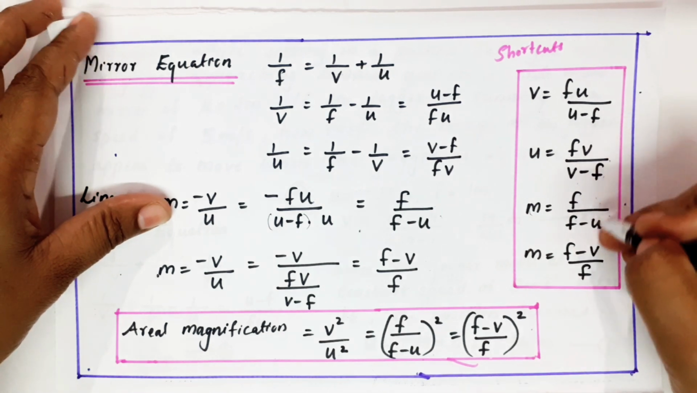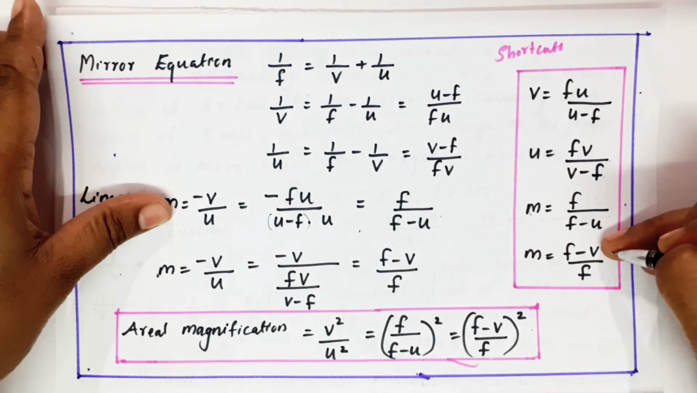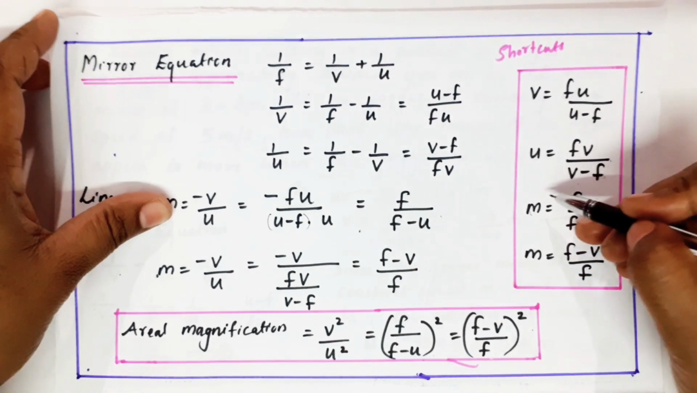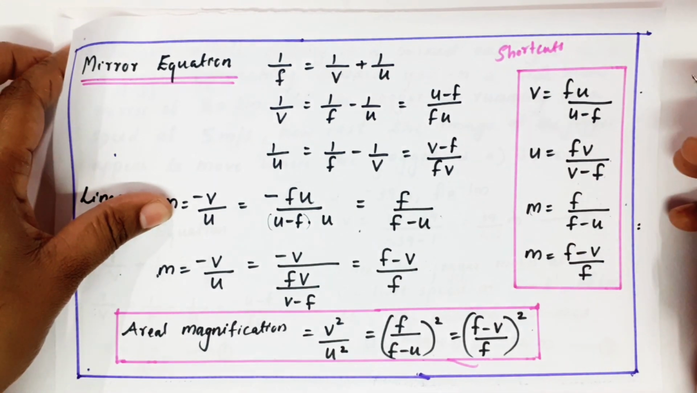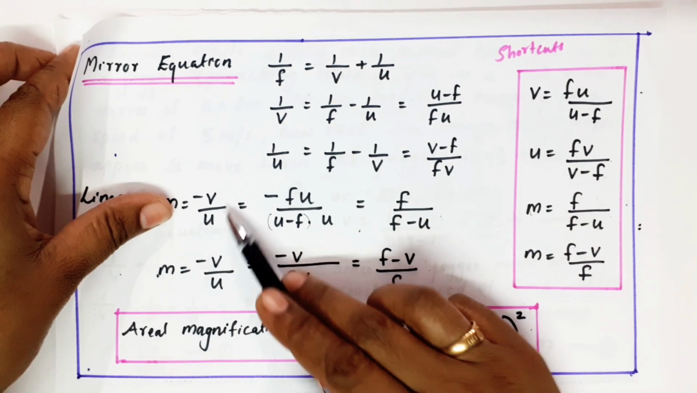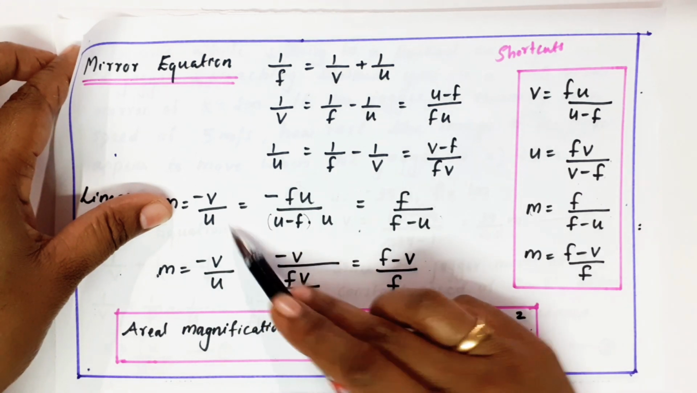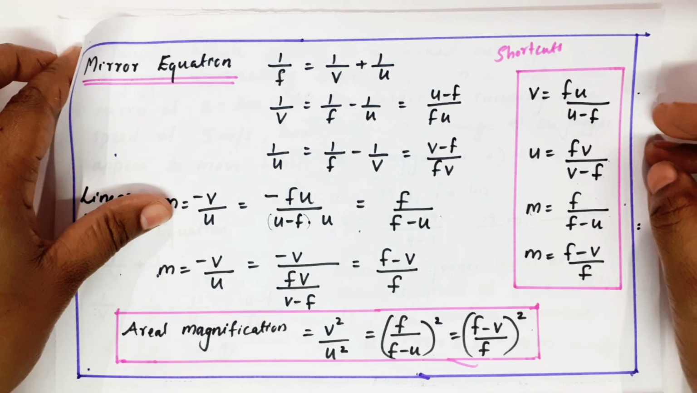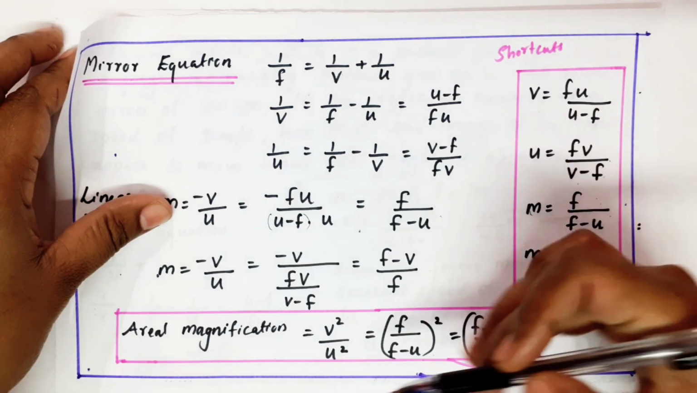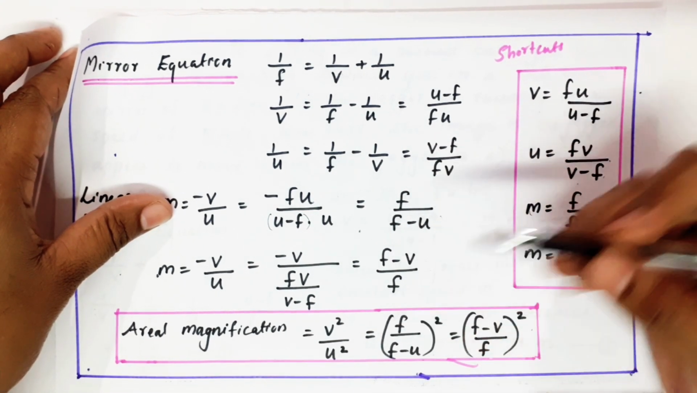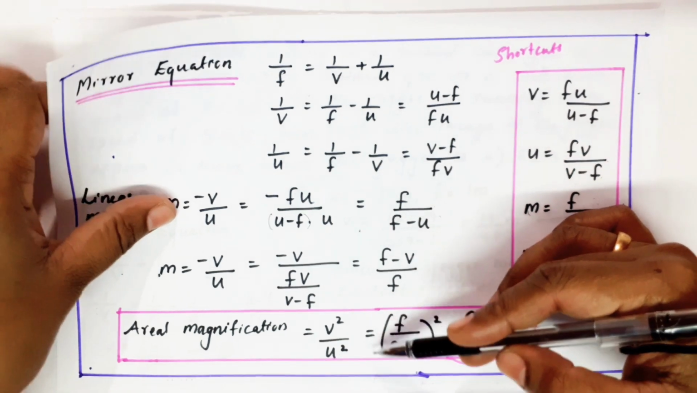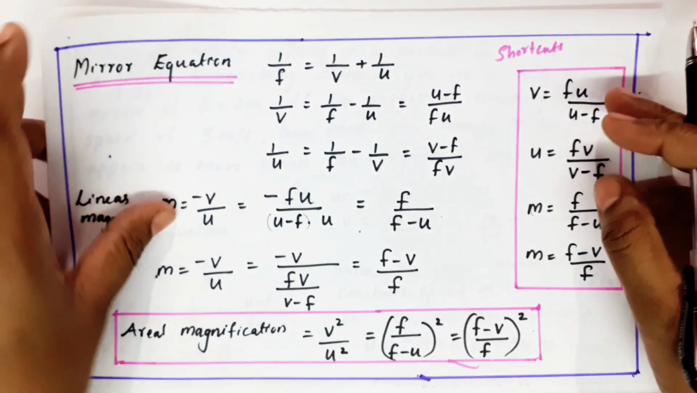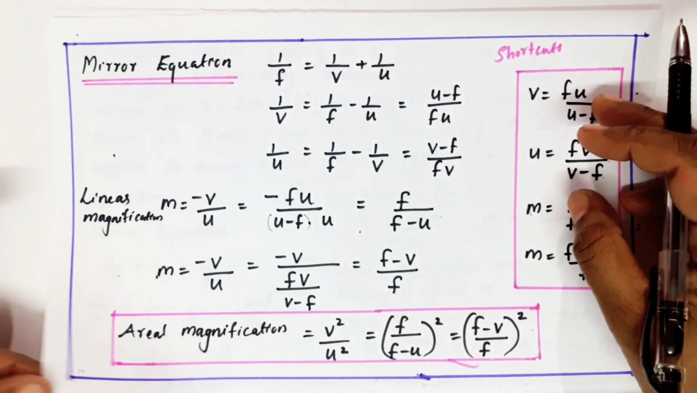So these are the shortcut equations for finding v, u and m. Other than minus v by u, with f, what is the equation for finding magnification? Okay, clear? Areal magnification is the square of linear magnification, that is v square by u square. Now, we'll go for the first question.